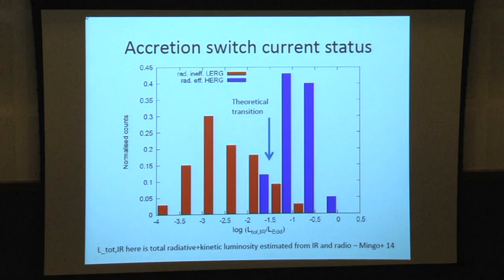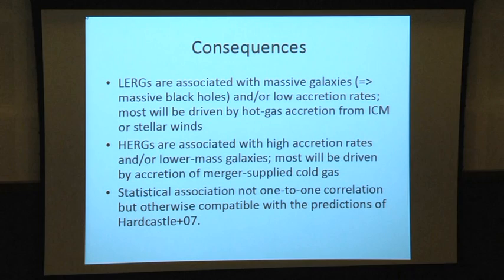Okay, so the way I would look at this now is that if you've got a low excitation radio galaxy, what's going to happen is it's going to be associated with a massive galaxy, because that implies a massive black hole, which means that the Eddington switch is at lower luminosities and or lower accretion rates. Therefore, it's quite natural for most LERGs to still be driven by hot gas accretion from the intracluster medium, from stellar winds and so on, because that's one way of guaranteeing a fairly low accretion rate, except in the most strongly cooling systems. On the other hand, high excitation objects, you need to get L over L_Edd, or M dot over M dot_Edd, if you like, higher. So you can do that by having a lower mass galaxy, therefore a lower mass black hole, or by having a higher accretion rate.